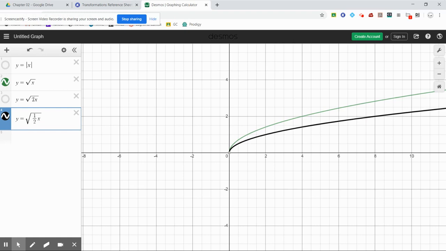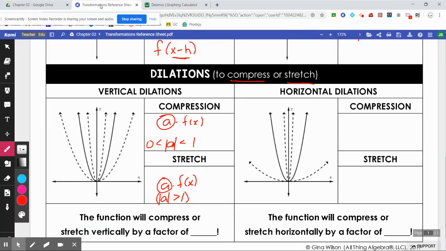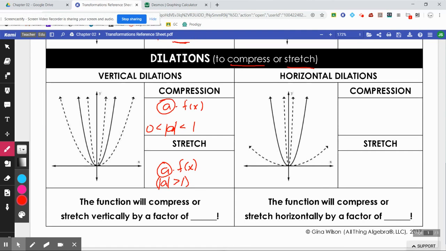So it stretches it horizontally by the reciprocal. So multiplying by 2 on the x, reciprocate that, and you get 1/2. It's going to compress it by 1/2. Multiplying the x by 1/2, reciprocate that, you get 2/1 or 2, and it's going to stretch it times 2. So your horizontal stretches and compressions will work in this way, and we'll use a different letter here.